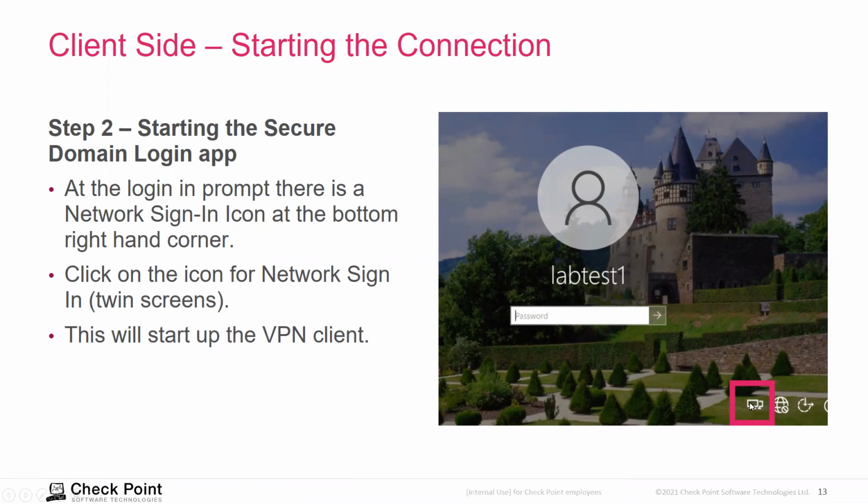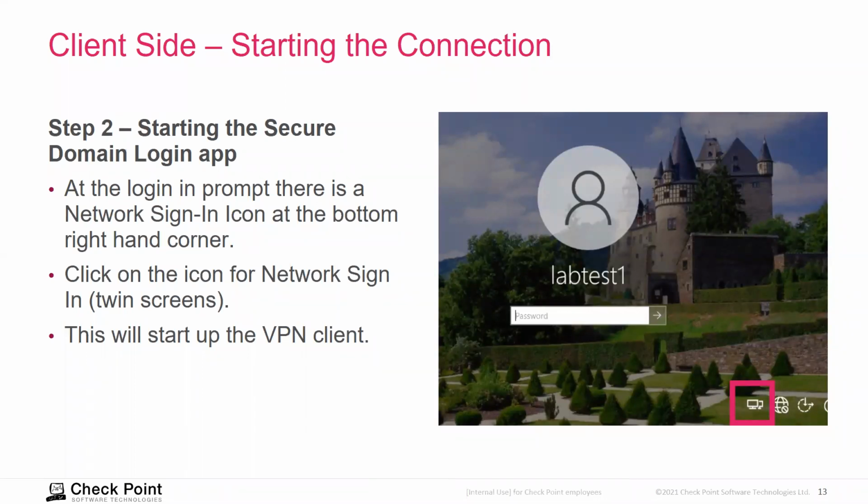As you can see, we do have SDL running. You can see the two screens on the bottom here. If you don't see that, SDL is not running. But if you do see the two screens, it's referred to as the network sign-in screen. This also shows that I have the explicit secure domain login installed, which means that it's not automatically enabled. It's running, but it won't launch the VPN client unless I click on it.